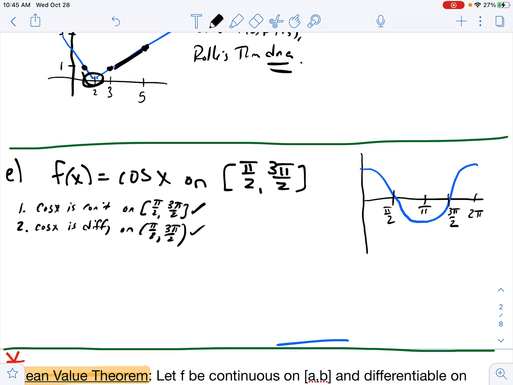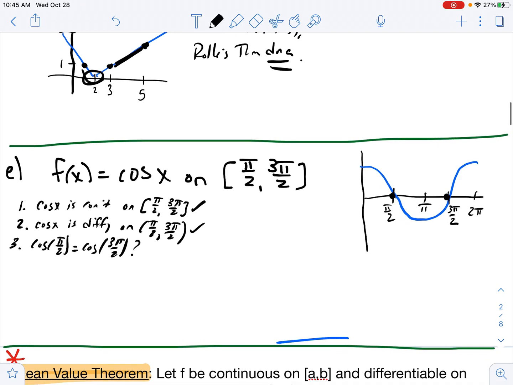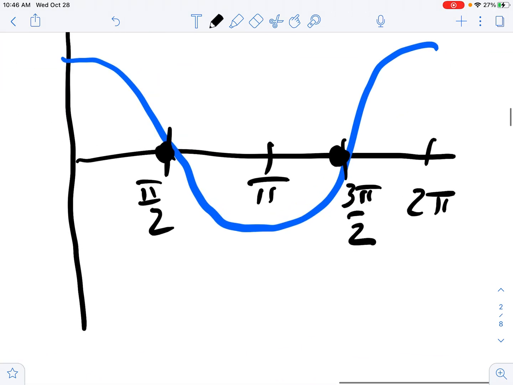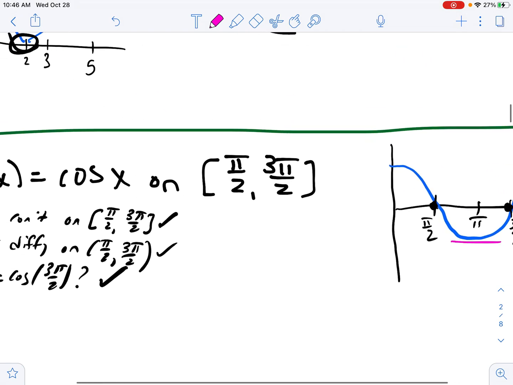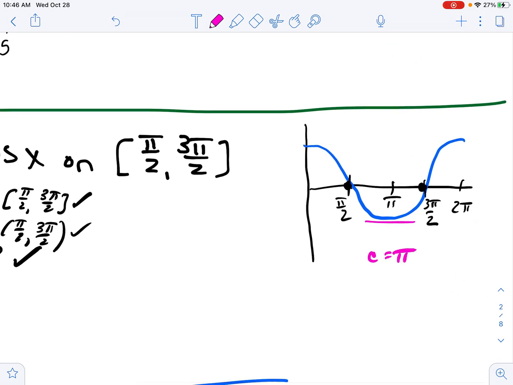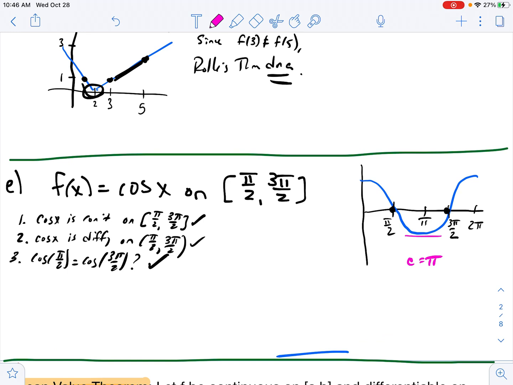And remember, we use the open intervals for that. And are the y values equal? Is cosine of pi over 2 equal to cosine of 3 pi over 2? Well, let's take a look. Yeah, looks like they both equal 0. So Rolle's theorem does apply. Again, we're going to find the value between pi over 2 and 3 pi over 2 where the slope is 0. I think intuitively you see where it is. It's right there at pi. Slope looks to be 0 there. So my guess is that c equals pi, but let's work this out.